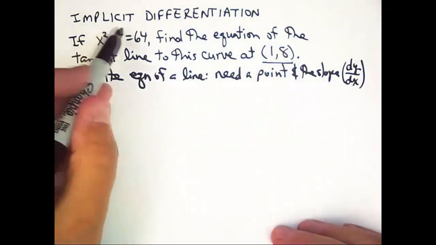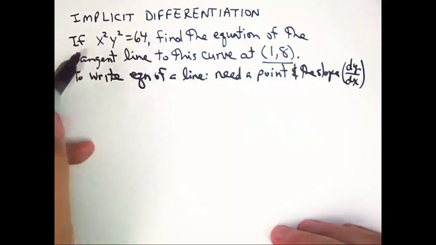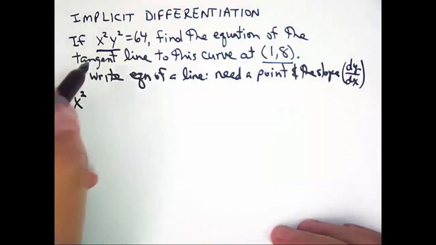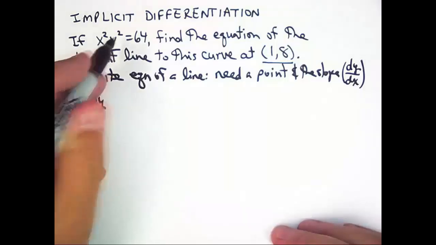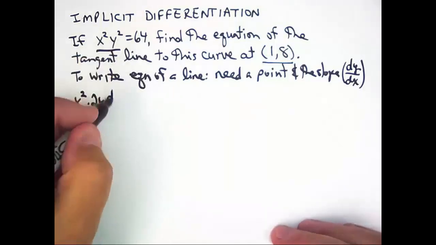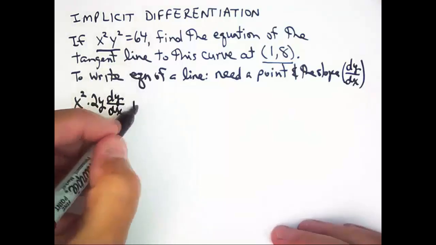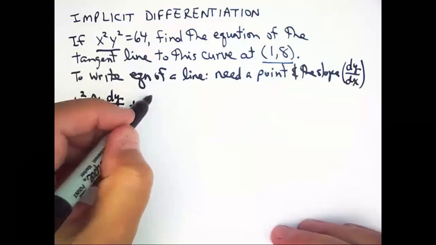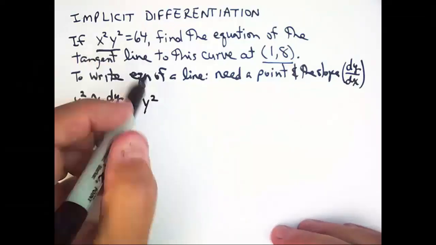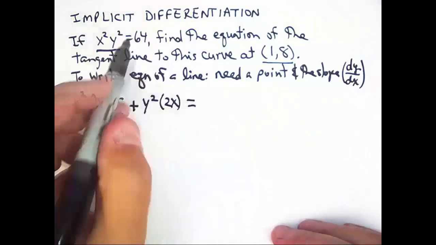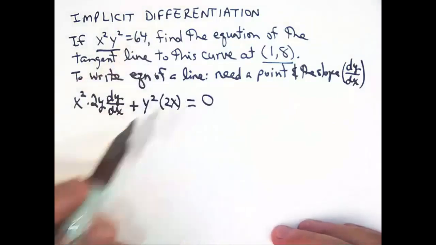So if we go back to this problem, we're going to use the product rule on the left-hand side. So you've got the first factor, which is x squared, times the derivative of y squared, assuming y is a function of x. That'd be 2y to the first, but then you've got to come back by the chain rule and take the derivative of y, which is dy over dx. Plus, now you reverse it, you take the y squared and you multiply by the derivative of x squared, which is 2x. And then on the right hand side, the derivative of a constant is 0.